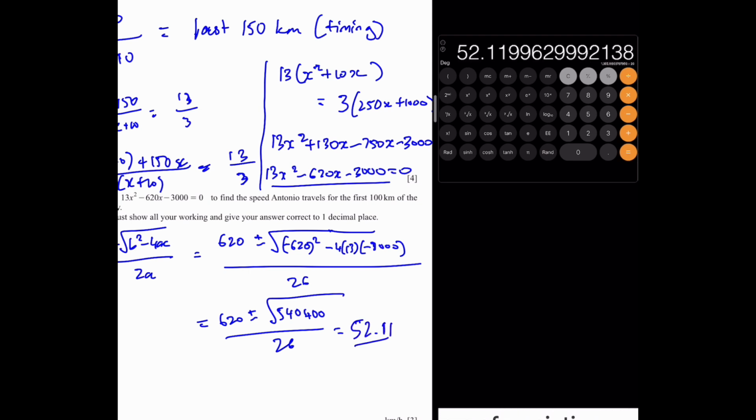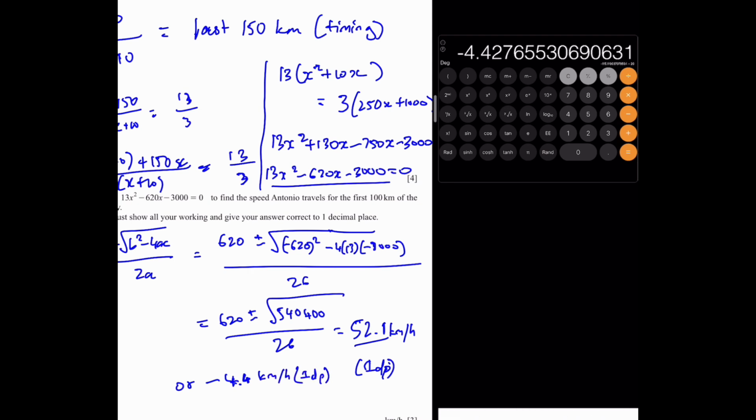52.1 kilometers per hour. Of course, there's still 1 decimal place. And we have one more value. I'll just write here, where it is minus the square root of 540,400. So 540,400 square root, and we can make it negative and then add 620 to get this. Divide by 26, we get negative 4.42, or negative 4.4 kilometers per hour, to 1 decimal place.